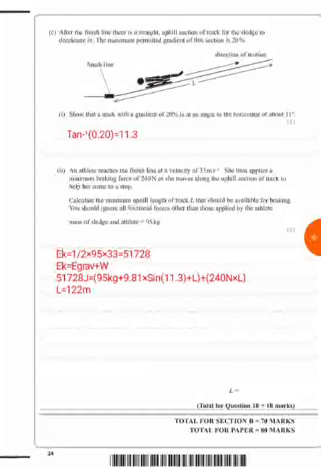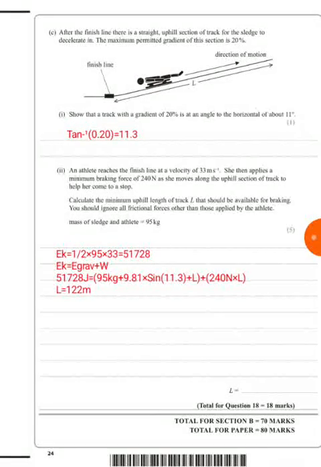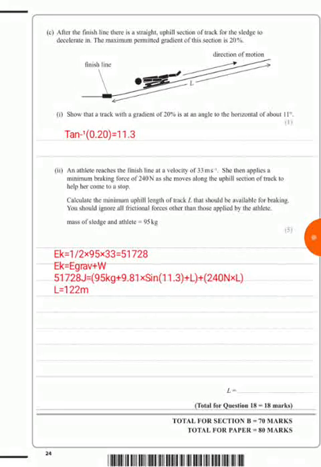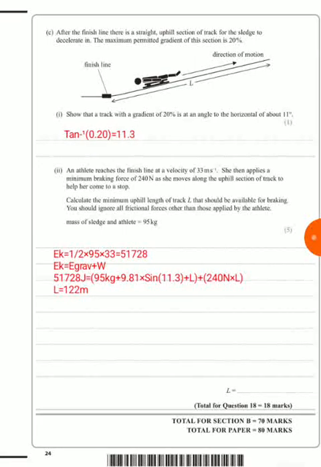So here they are asking us to calculate the minimum uphill length. The athlete is moving, so the energy we should consider is kinetic energy. The equation for kinetic energy is half times mass times velocity squared. The answer is 51,728 when we multiply half into 95 into 33 squared. Then we must take the gravitational field strength and the weight as well, and the work done as well.